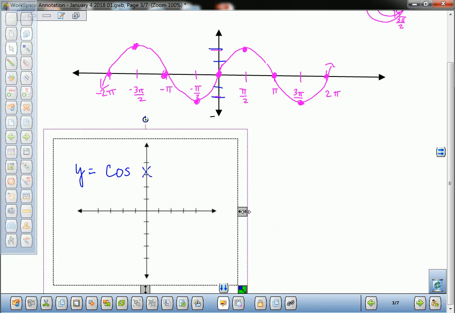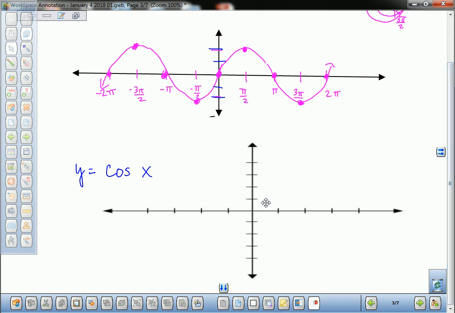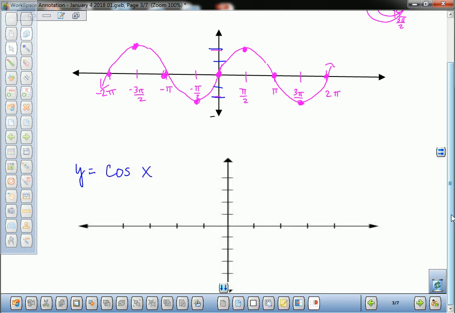Oh. You can twist. I just want to stretch it. Okay.